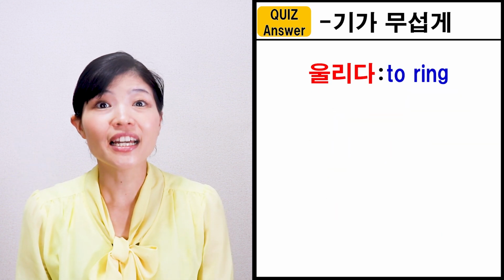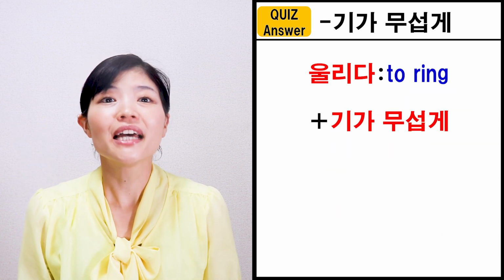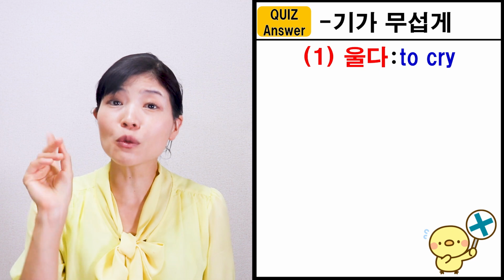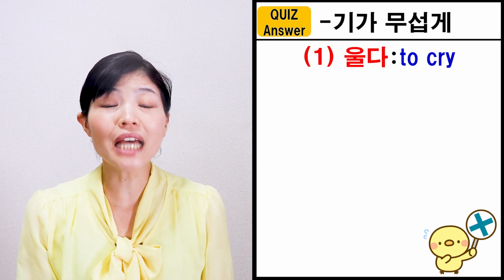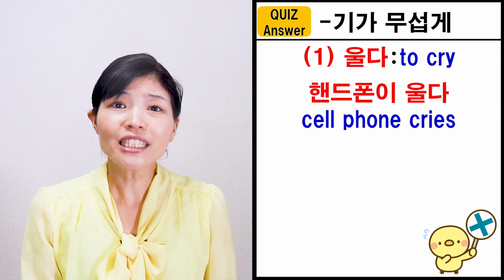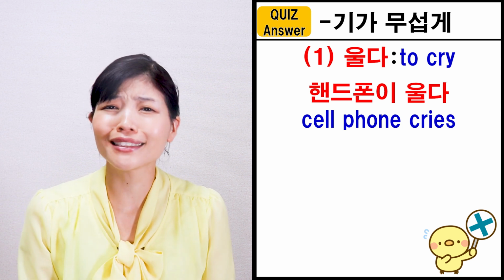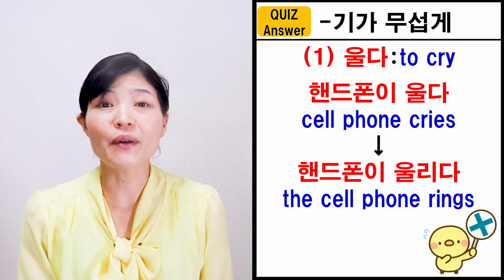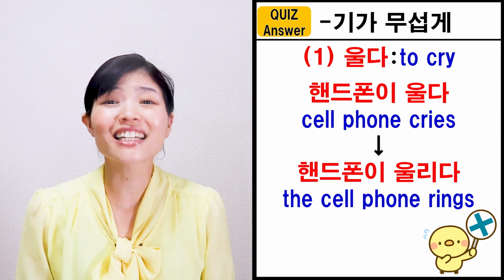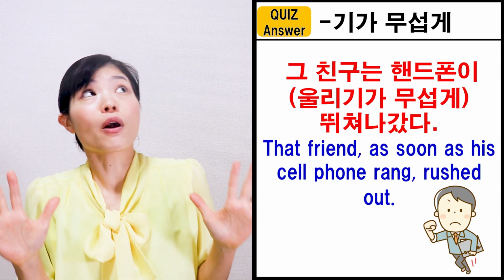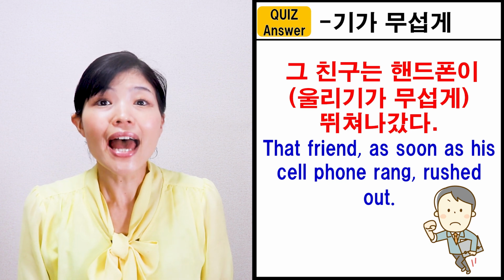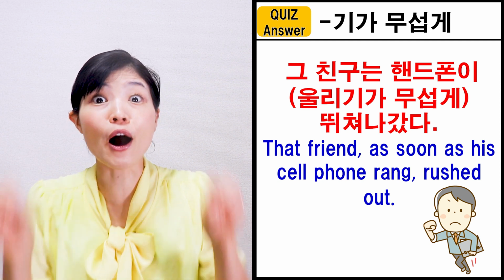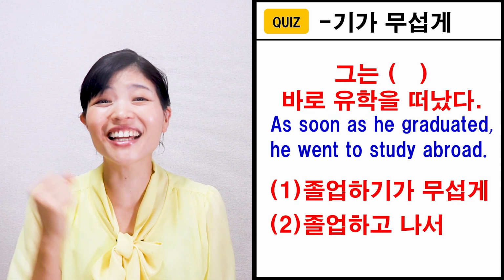울리다 means to ring. You add 기가 무섭게 to the stem to make 울리기가 무섭게 as soon as the cell phone rang. Number 1 was close. This word 울다 means to cry. Since 핸드폰이 울다, cell phone cries is incorrect. 핸드폰이 울리다, the cell phone rings, is the correct expression. Please memorize this correctly. Let's read the sentence with a surprised feeling. 그 친구는 핸드폰이 울리기가 무섭게 뛰쳐나갔다. Please practice with your eyes wide open. Then let's try the next quiz.